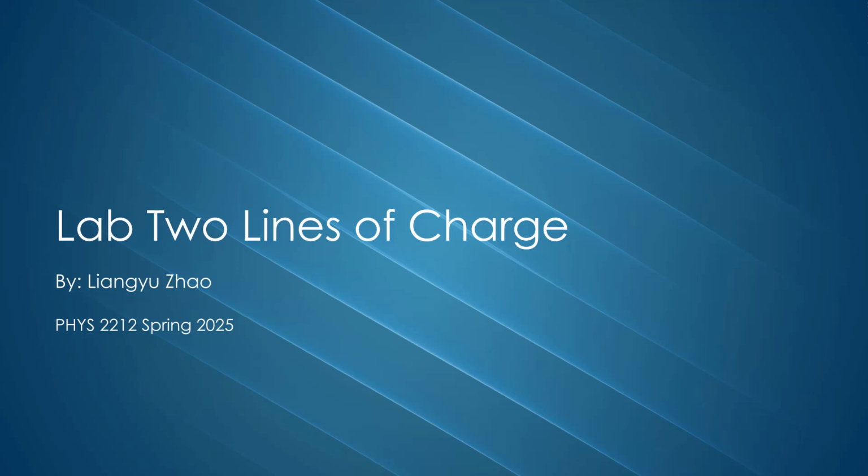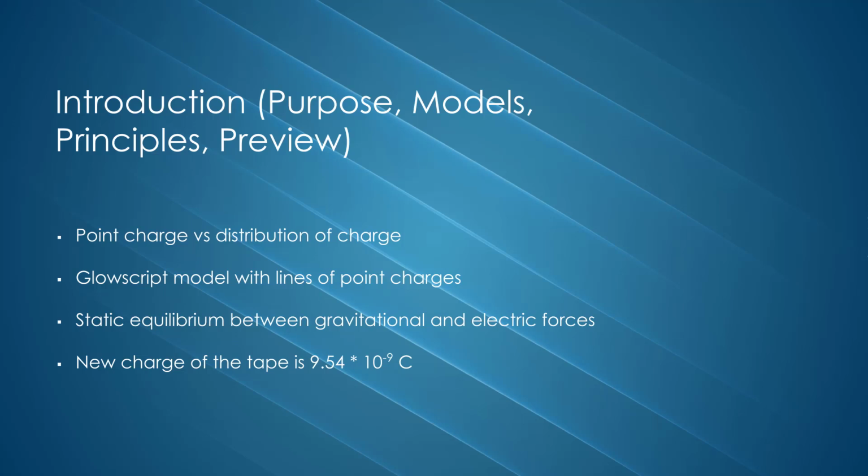Hello, this is my lab report for Lab 2, Lines of Charge. The purpose of this lab is to analyze the difference between a point charge model and a distribution of charge model. To do this, we will be using a GlowScript model, which has lines of point charges. The main principle we will use is static equilibrium, which will calculate that between our gravitational and electric forces.